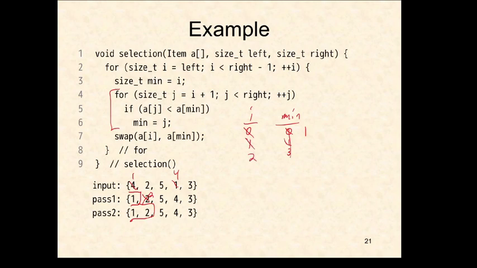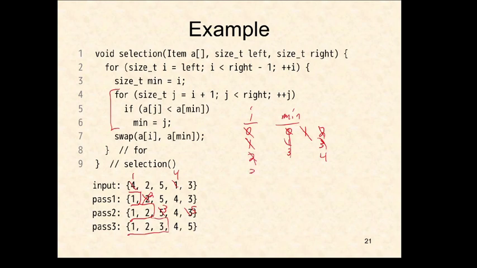I starts out at 2, min gets reset to 2, and we try to find a smaller value. I say, oh, look, I've got a smaller one at index 3. Oh, I've got an even smaller one at index 4. That's the inner loop. We get to the swap statement. Let's swap the 3 with the 5. We've finished pass 3. We now know after pass 3 there are 3 values sorted.